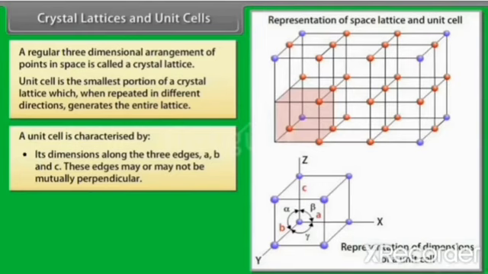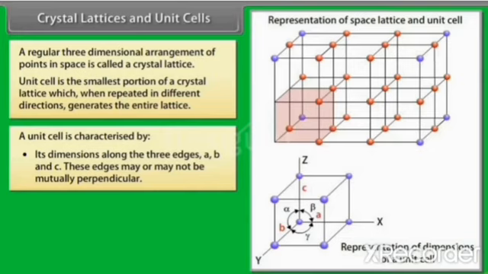Today's topic from solid state is crystal lattices and unit cells. The diagram you are seeing is called a crystal lattice. A crystal lattice is a regular and repeating pattern of constituent particles in a three-dimensional arrangement. There are only 14 possible three-dimensional lattices. They are called Bravais lattices.